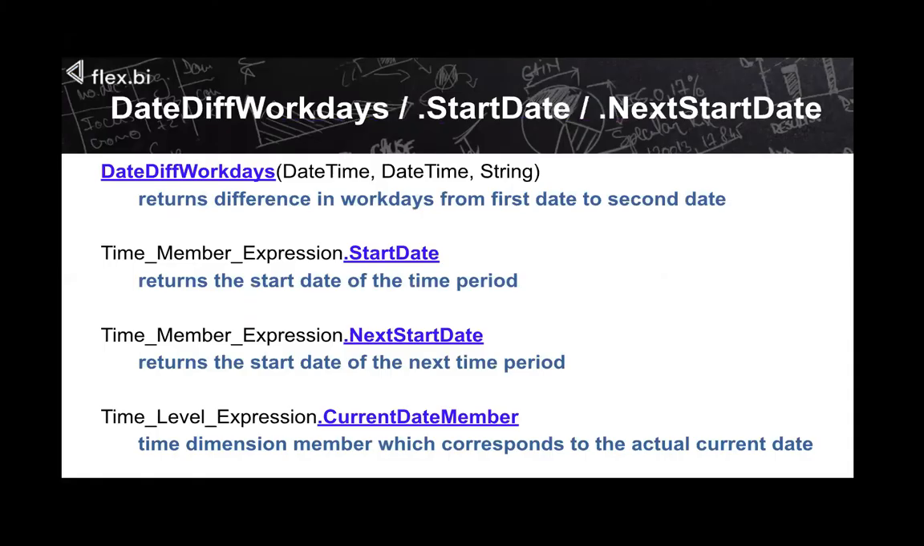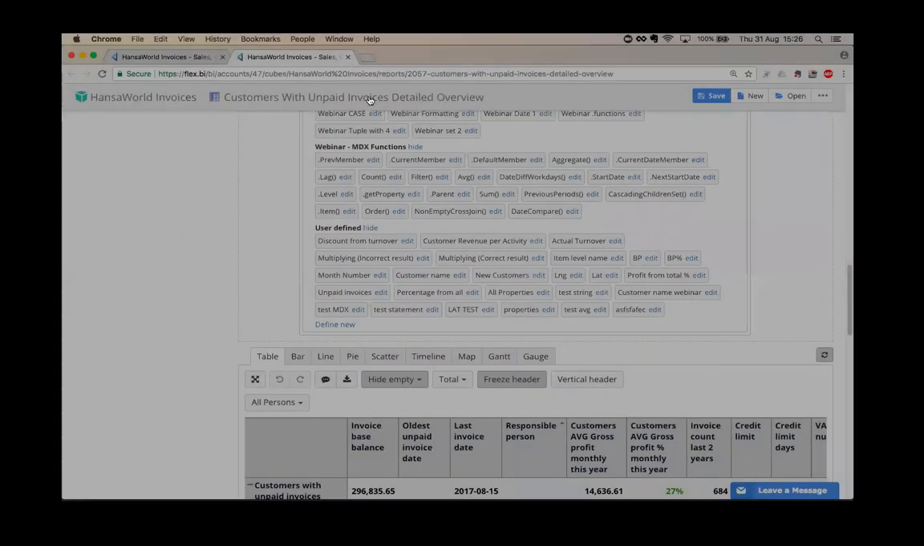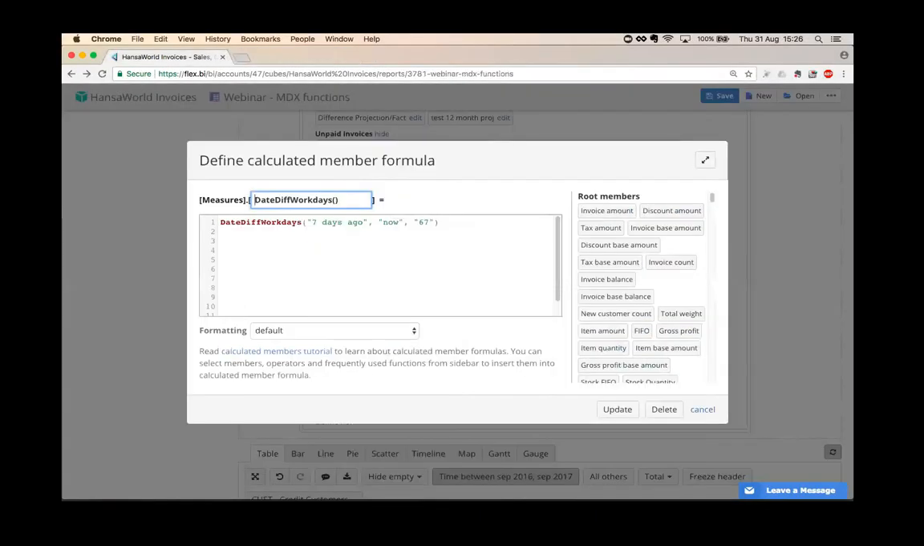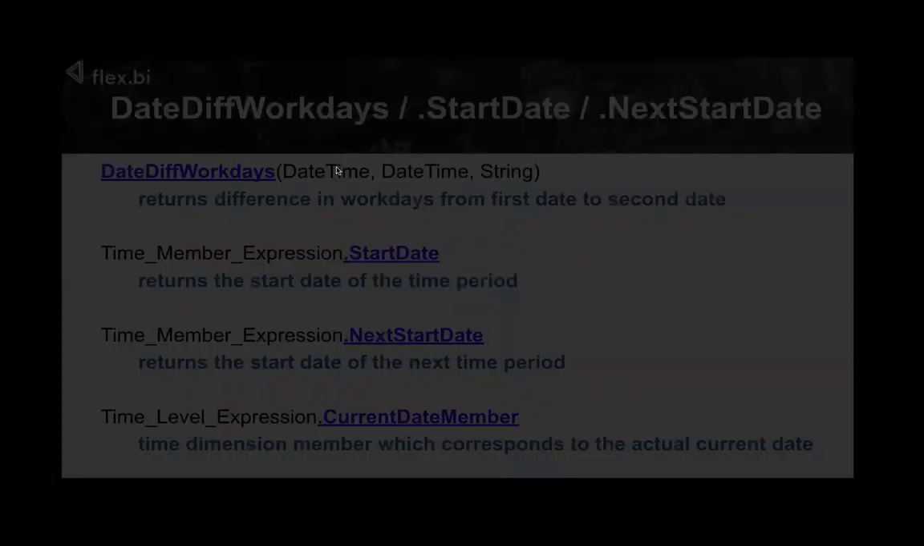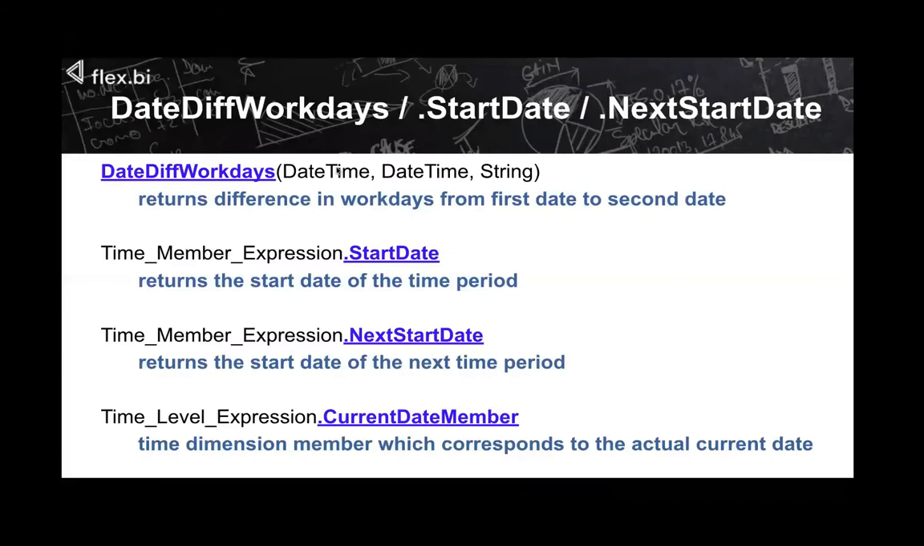Now we are going to go into dates and date times a little bit. And I'm going to show you a little bit how the workdays function works. So this function takes 3 parameters, and as we learned in the previous webinar, the date time means basically a string that represents some kind of time.